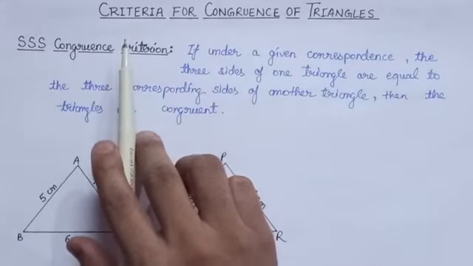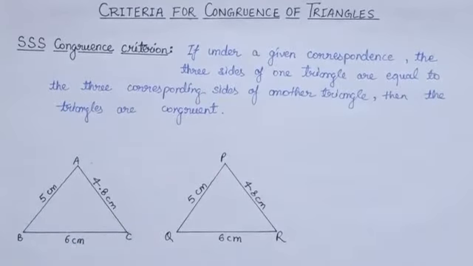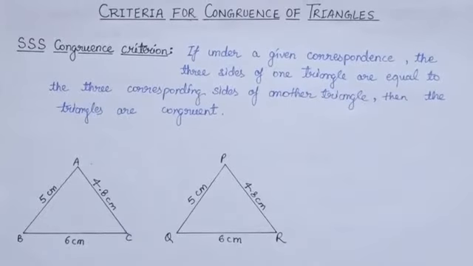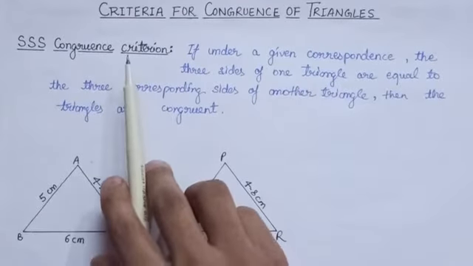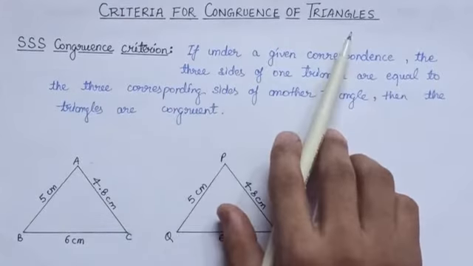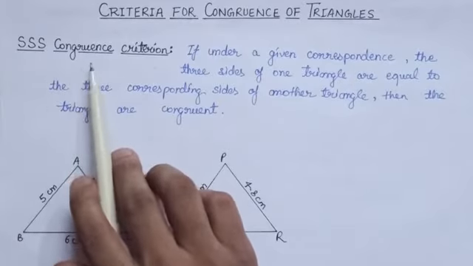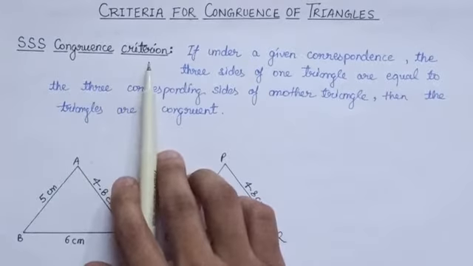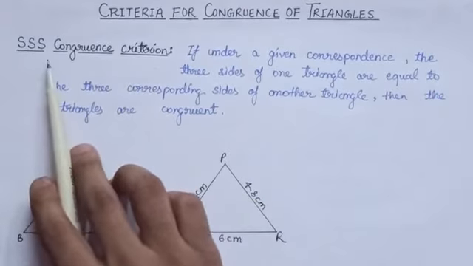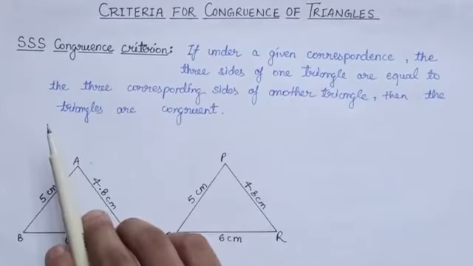Hello students, this is the second part of our chapter Congruency of Triangles. In this part, we will discuss some criteria for congruency of triangles. So first we will see the SSS congruency criterion. SSS means side side side congruency criterion.